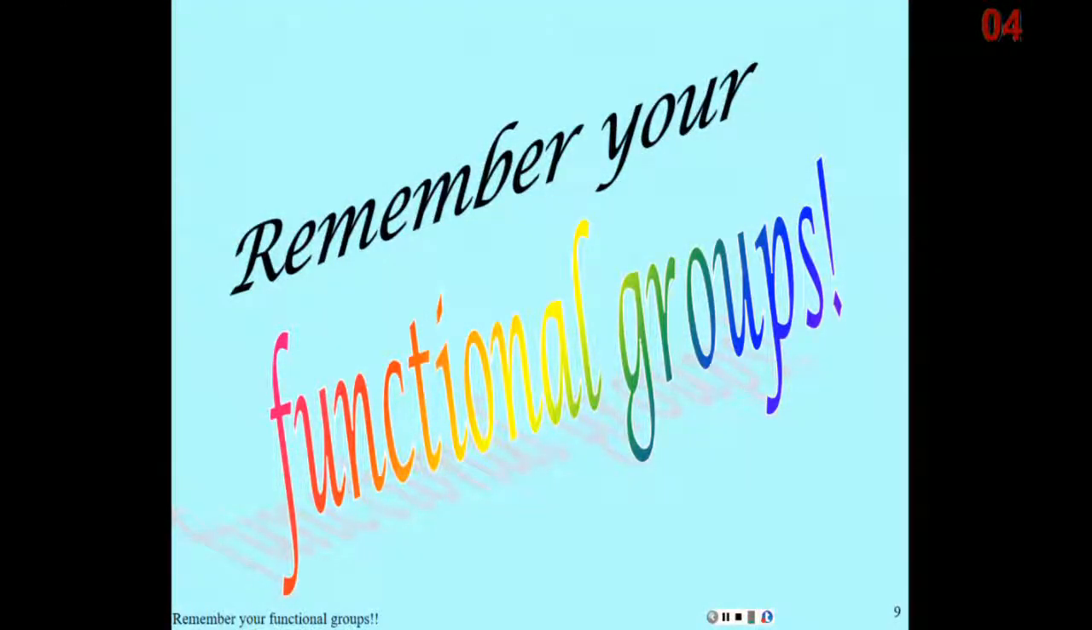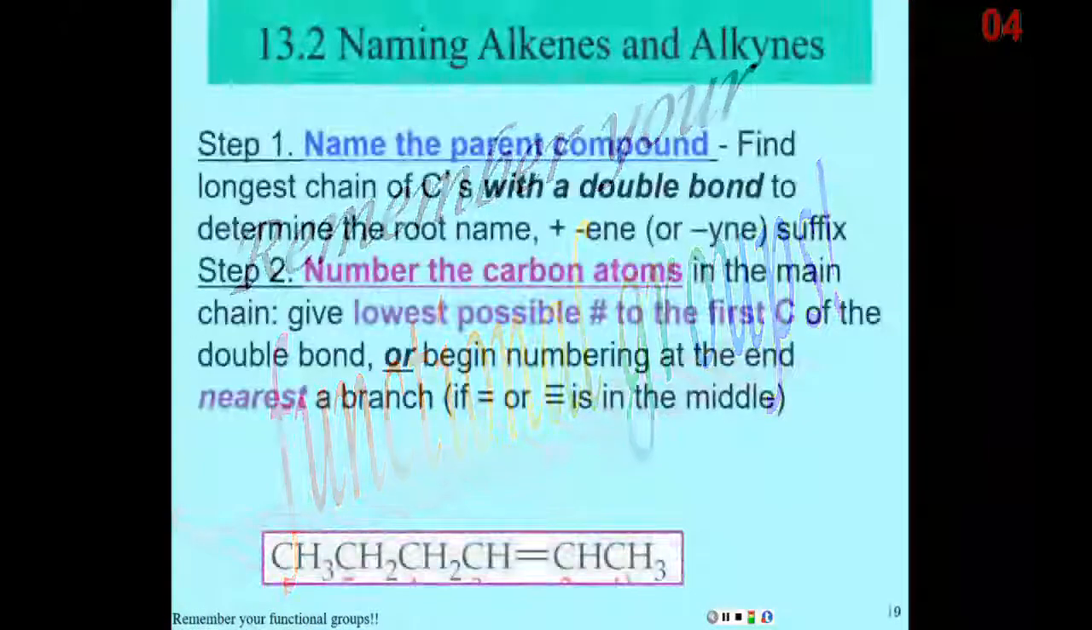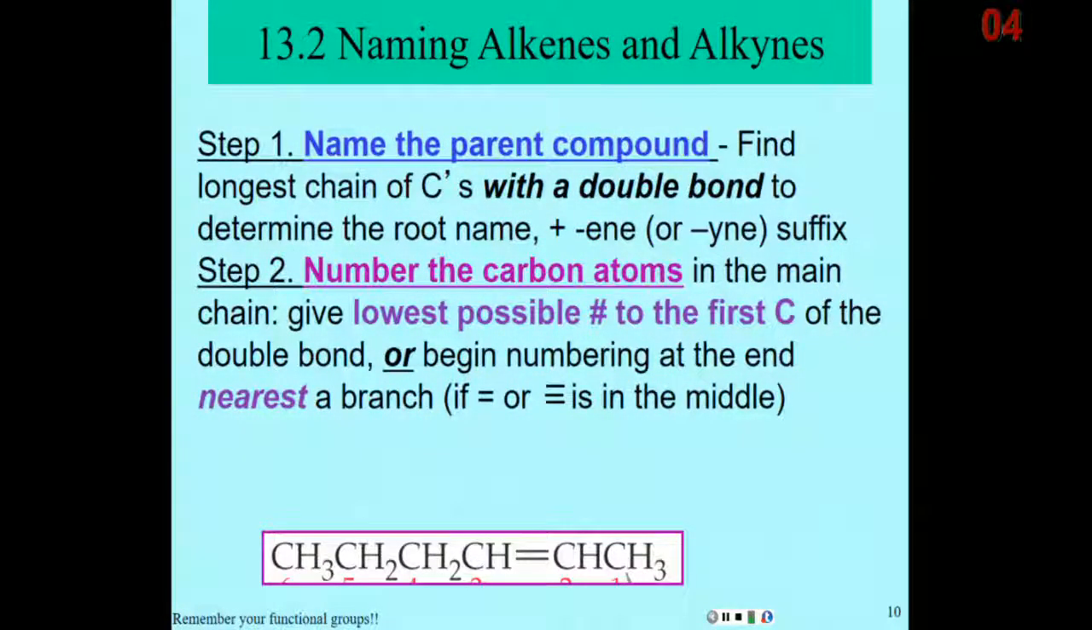Surprise, you still need to know your functional groups. Now, once we've recalled what the alkene functional group is about, we need to know how to name them. And similar to the strategies that were used for naming alkanes, step 1 is going to sound the same. We're naming the parent compound by finding the longest continuous chain of carbons, but now with one more feature: it has to have the double bond in that longest chain.